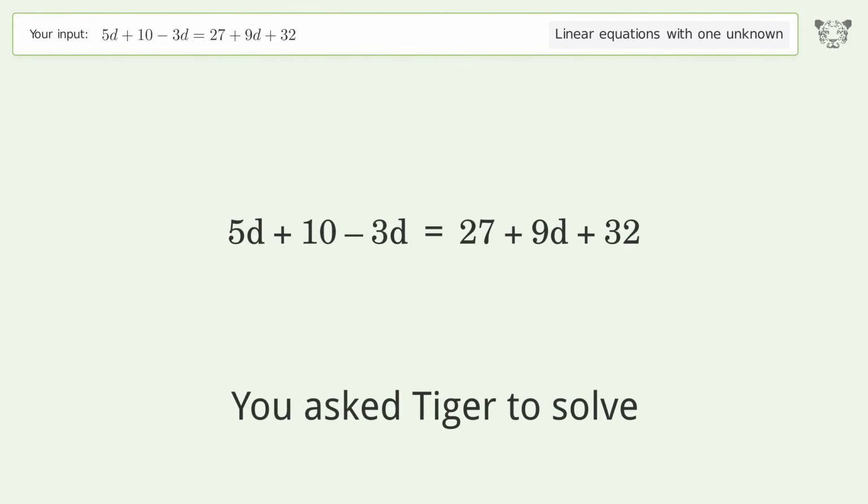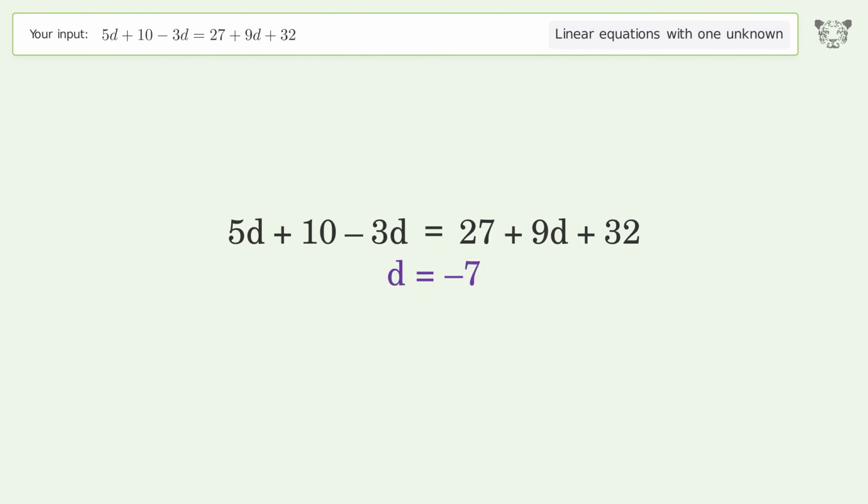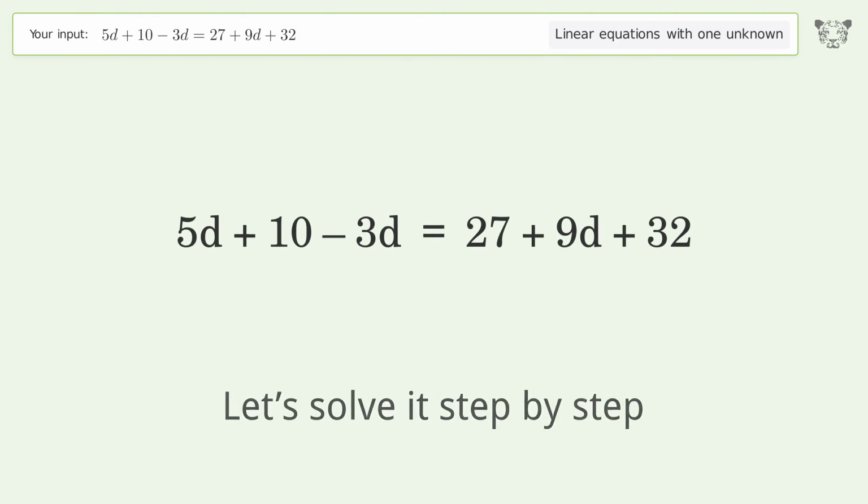You ask Tiger to solve. This deals with linear equations with one unknown. The final result is d equals -7. Let's solve it step by step.